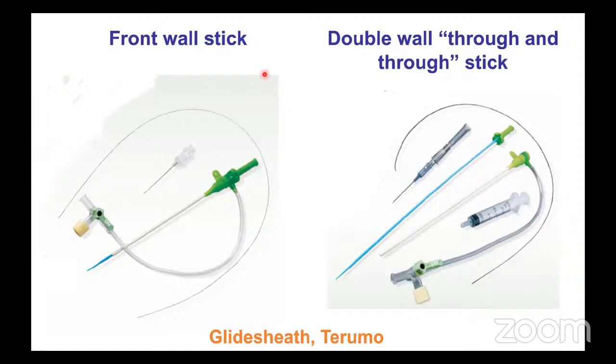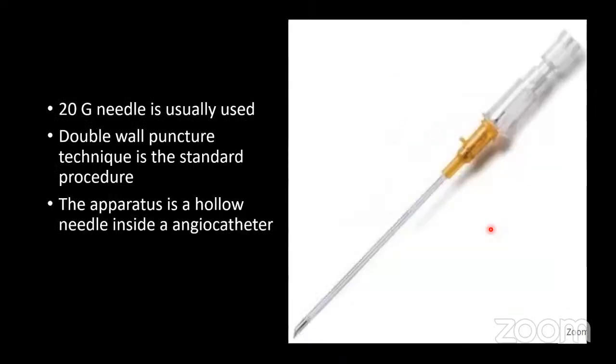And there are two methods. Front wall stick is the method which we use for femoral access and also sometimes radial access. And the double wall through-and-through stick, or counter puncture technique, is a commonly used technique for radial puncture, because the radial artery has a small caliber. Usually a 20 gauge needle is used for the double wall puncture technique, and the apparatus will be a hollow needle inside an angiocatheter. So this is the needle inside an angiocatheter.